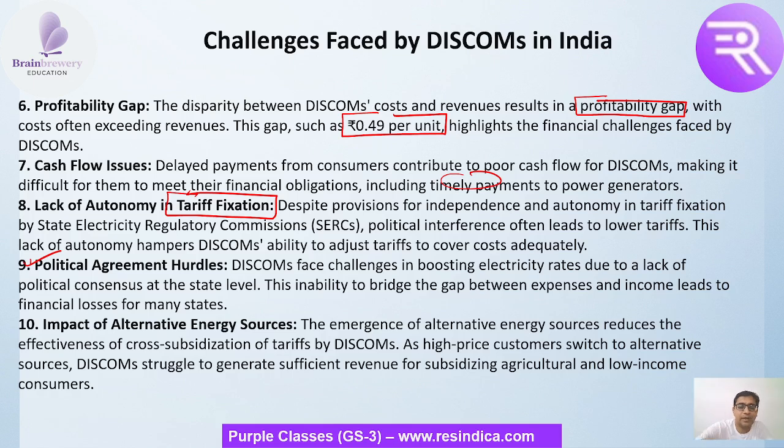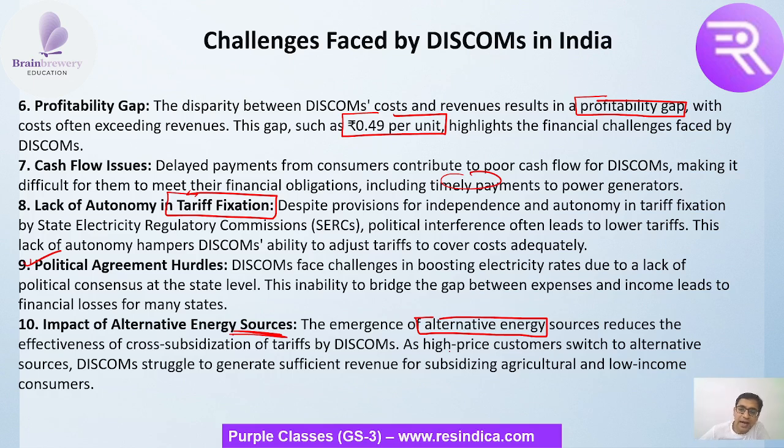Political power agreement hurdles are also creating a lot of issues. Then the impact of alternate energy sources. Renewable energy sources are also reducing the effectiveness of cross subsidization of tariff. Earlier, tariff was okay if you were providing to discom, but right now alternative energies are getting far better than the various types of fossil fuel energy.